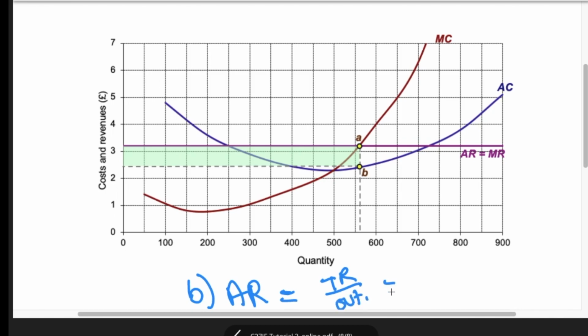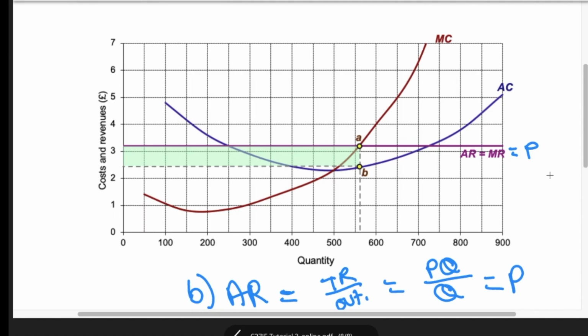Can I take this one step further? How do I figure out total revenue? Price times quantity, lovely. Now I've used the word output here, but output is the same as Q, so I'm going to just replace that with a Q because they're the same thing. What does this simplify to? What's P times Q divided by Q simplify to? P. So average revenue is equal to marginal revenue, which is actually equal to price.